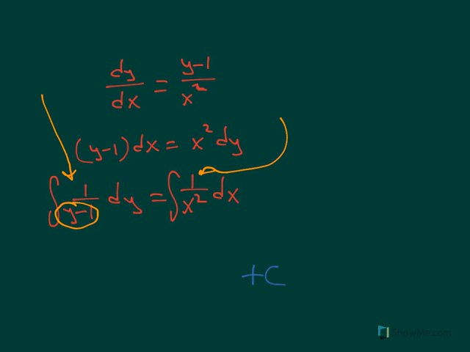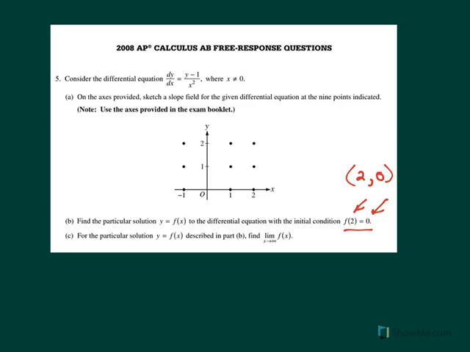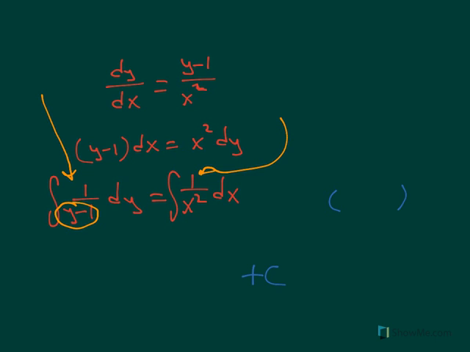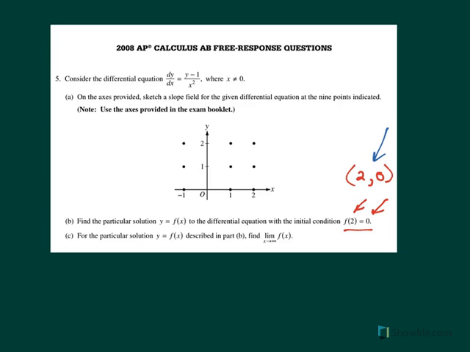So you're going to end up with some sort of equation, your plus C, and then that's where that ordered pair is going to come in. They gave you that ordered pair at the beginning. They said it was 2, 0. So you're going to use that ordered pair, that condition 2, 0, to actually solve for C in the particular solution. And that should get you started on part B.